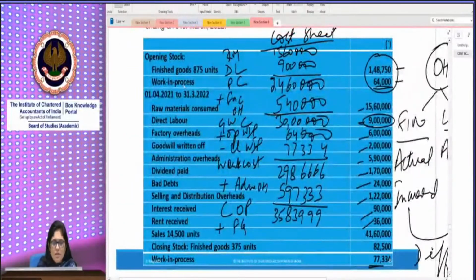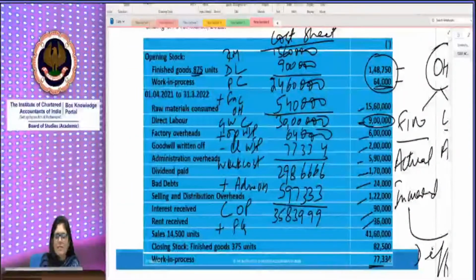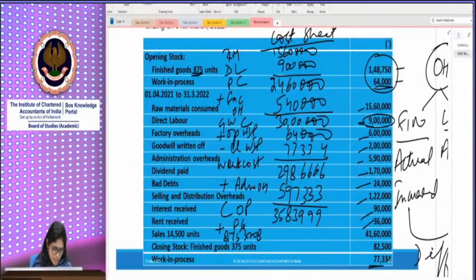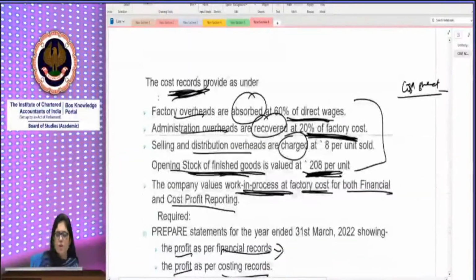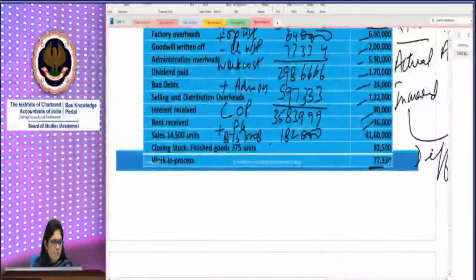So how much is the opening stock units? 875. So it's 875 into 208, which is 1,82,000, the opening stock of finished goods. We have been given this for cost records. See, for cost records, opening stock is 208 per unit that we have to use. Clear?